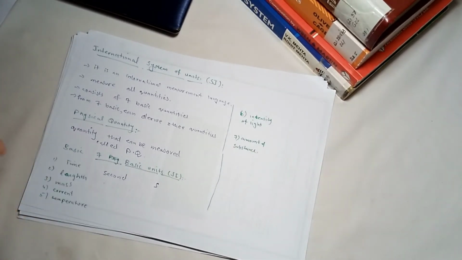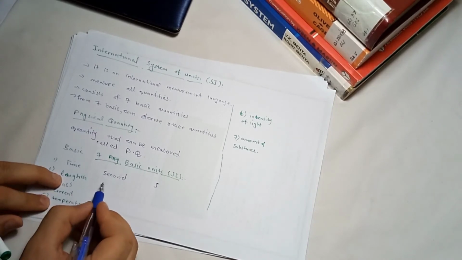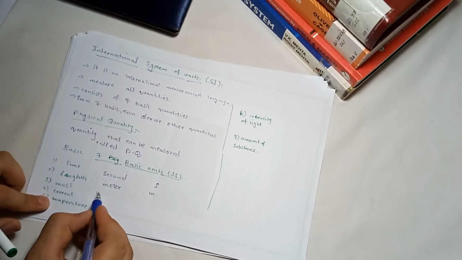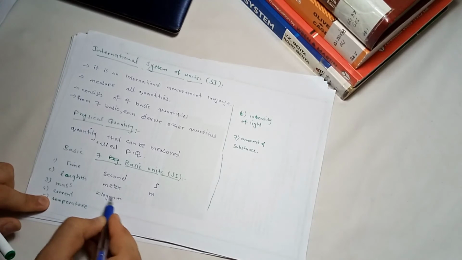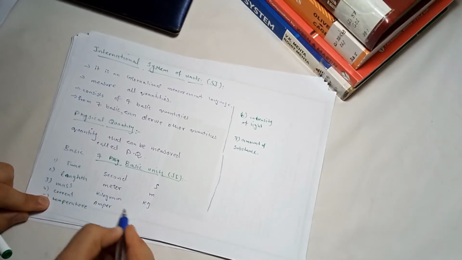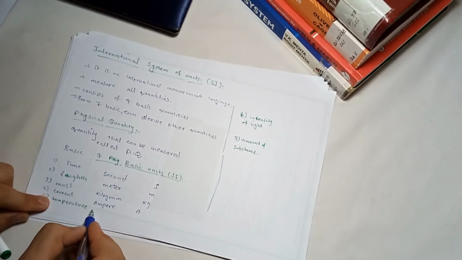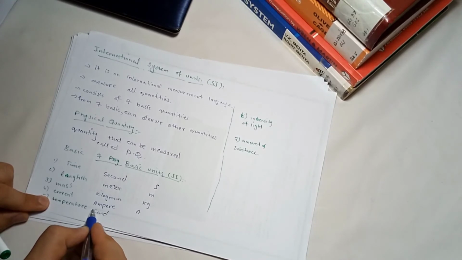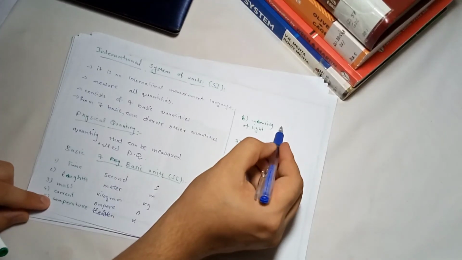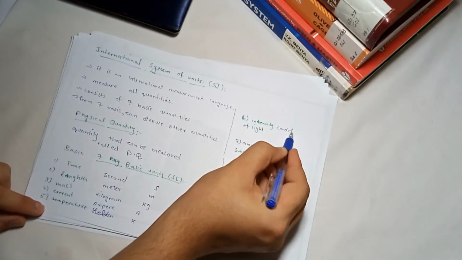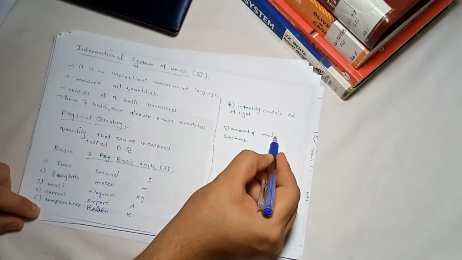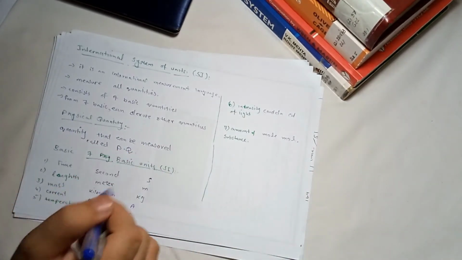So these are the units. The length unit is meter, represented by M. The mass unit is kilogram. It is kg. The current unit is ampere. It is A. The temperature unit is Kelvin, by K. Intensity of light unit is candela, by CD, and the amount of substance is mole, by MOL. These are the basic 7.